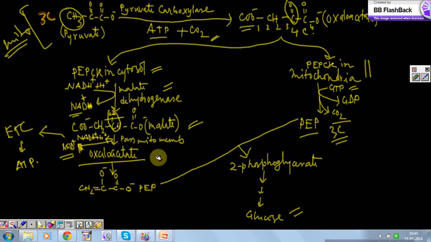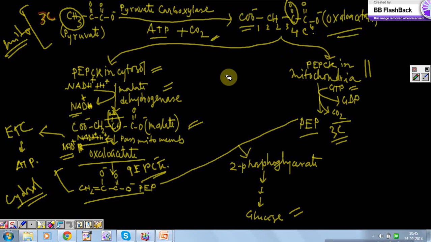And now this oxaloacetate, with the help of the phosphoenolpyruvate carboxykinase, the PEPCK enzyme present in the cytosol, now produces phosphoenolpyruvate. This reaction takes place in the cytosol, and we had a problem: how will we pass this oxaloacetate from the mitochondrial membrane to the cytosol?